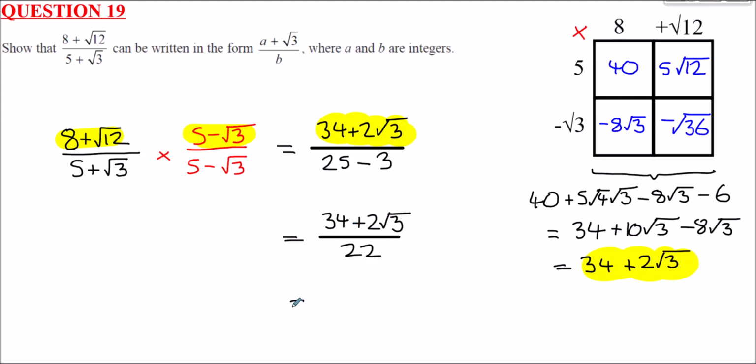Finally, you'll see here, 34, 2 and 22 are all even numbers, so I can divide top and bottom by 2, and then that will give me the final answer we need. So half of 34 is 17, half of 2 root 3 is obviously just root 3, and half of 22 is 11. That's in the exact form we need, so our A is 17 and B is 11. Not that you need to say that, leave it like this, and you're done. You can now move on to the next one. We're getting very close to the end of the paper now.